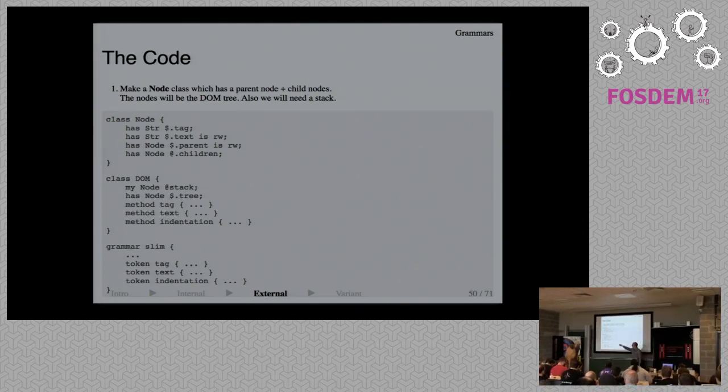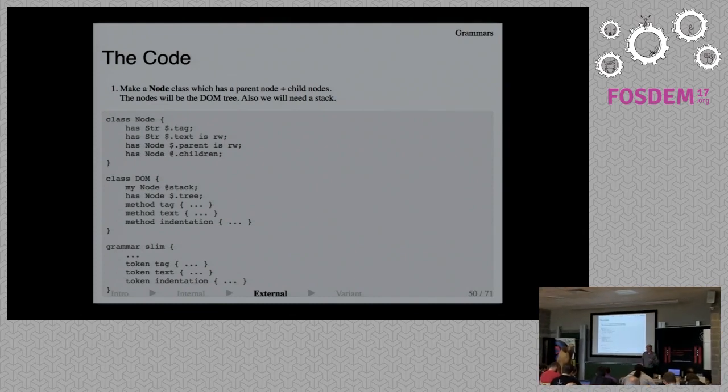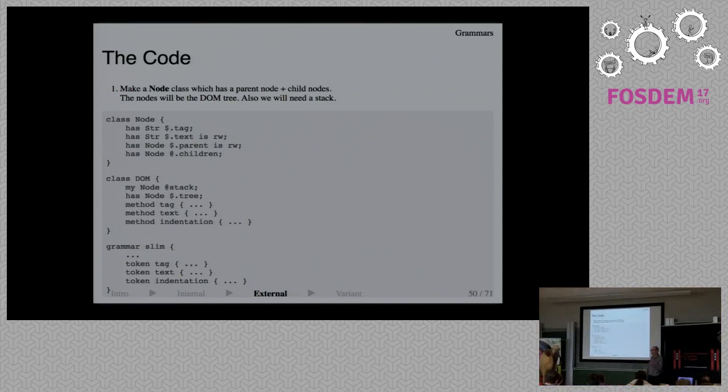In the DOM class, we have this stack here, which we're going to keep track of while we're parsing, and then we have the top of the tree here, which is a node. The my declares just a lexical variable, and then has declares an attribute. Just to refresh your memory, the slim grammar has tag, text, and indentation, so we need to make 3 methods, one called tag, one called text, one called indentation, which say what happens when you reach those particular points in the grammar.